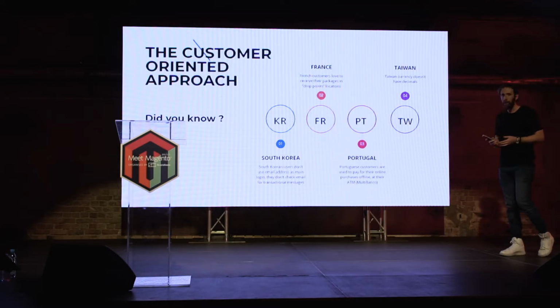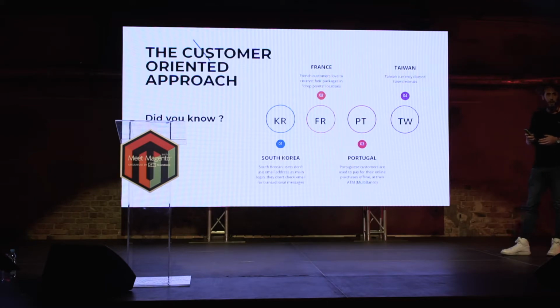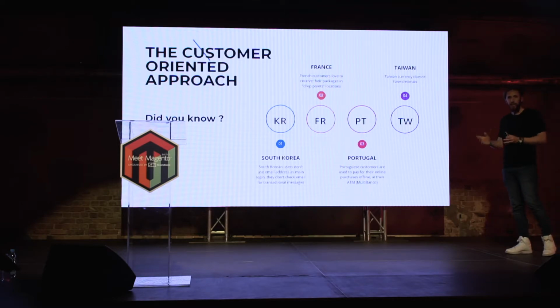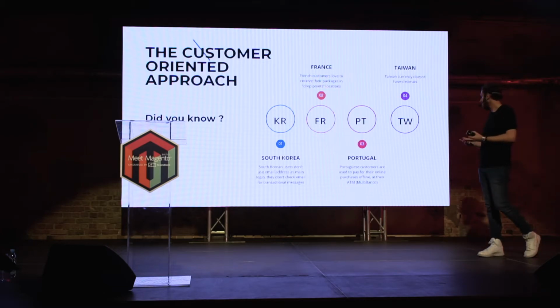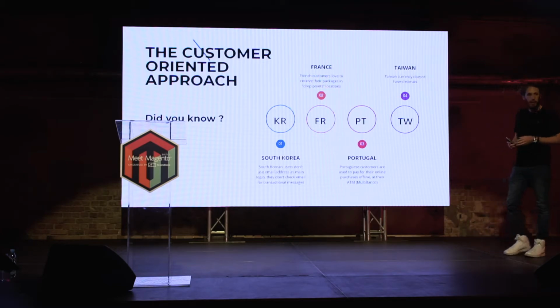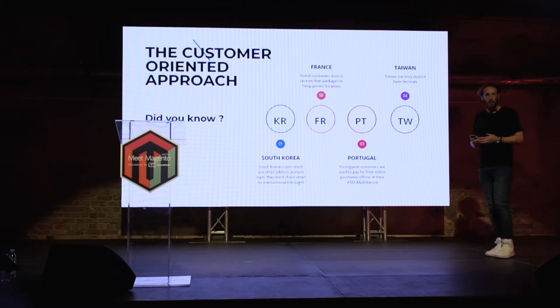In Portugal, users are very used to buying online but paying offline. So in Portugal, you can go to any ATM and you have a special function in the ATM where you enter an order reference and you can pay for an order that you placed online, but you pay it in the ATM. And for example, in Taiwan, their currency doesn't have decimals. So forget about percentage discount, because if you do 25% discount, how do you round the amounts?